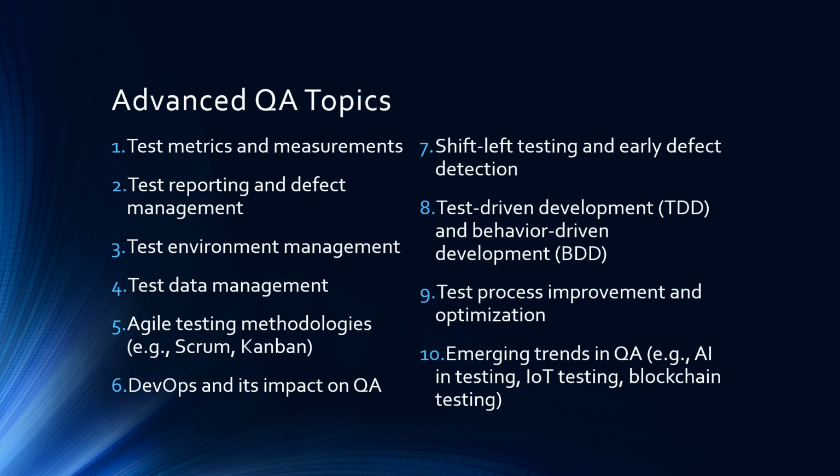Finally, we'll examine emerging trends in quality assurance, including the application of artificial intelligence to testing processes and new approaches to testing Internet of Things devices and blockchain applications. These advanced topics represent the future of quality assurance in modern software development.